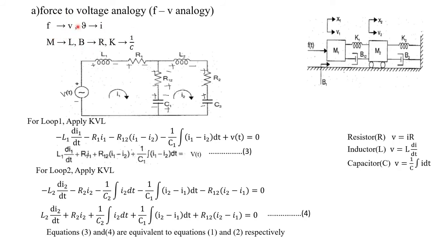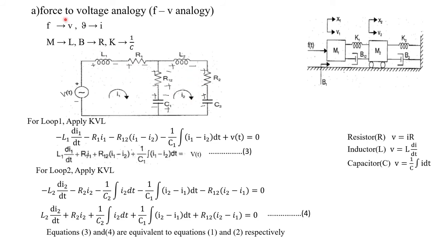After writing the formula, we have to see the problem, that is the question. In the question we have two masses, that is m1 as well as m2. So for mass m1 as well as m2, while drawing the force to voltage analogous circuit, we have to assume two loops. So this is one loop and this is another loop.